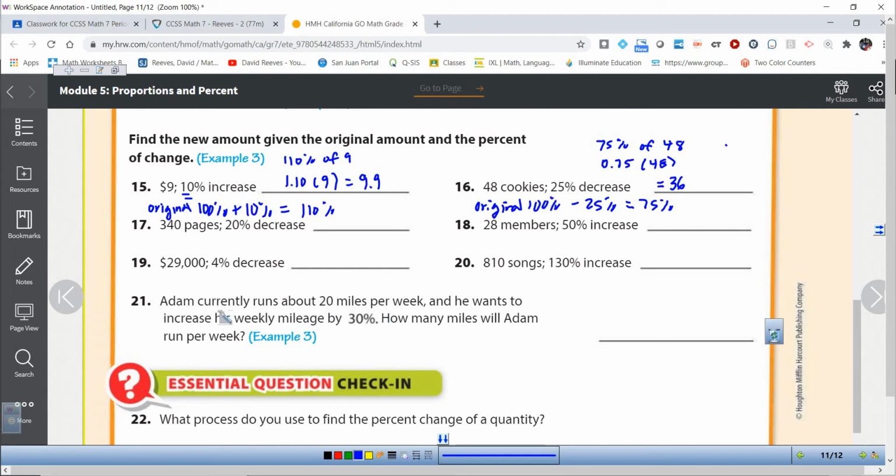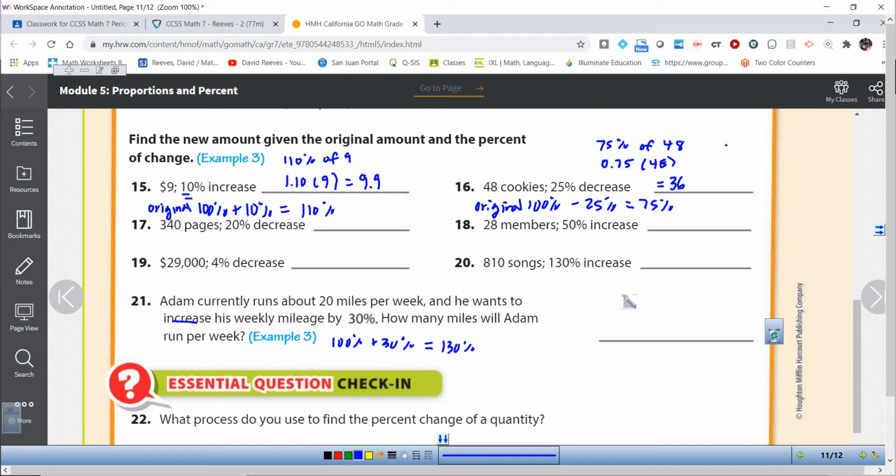Okay, let me do this one, number 21. Adam currently runs about 20 miles per week. He wants to increase his weekly mileage by 30%. How many miles will he run per week? So currently he is at 20 miles, so we have 100% and he's increasing. So we're going to add 30%. So what do we want?